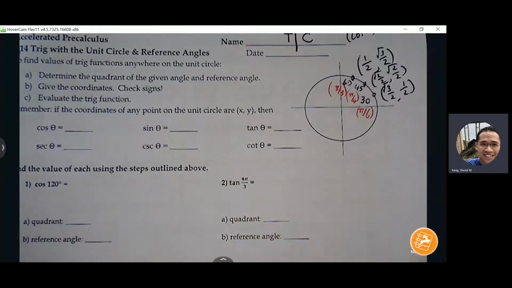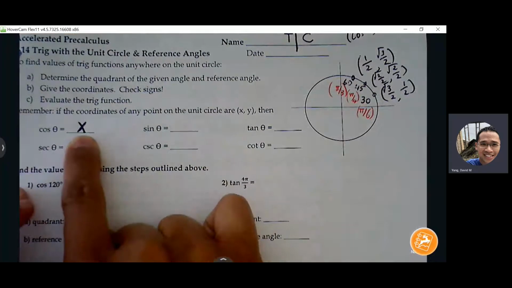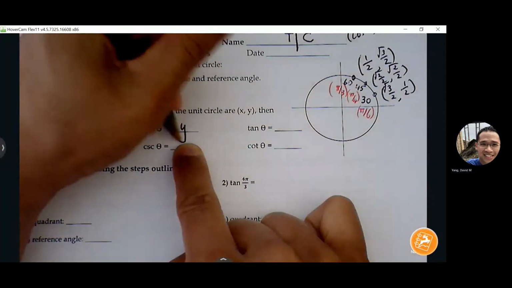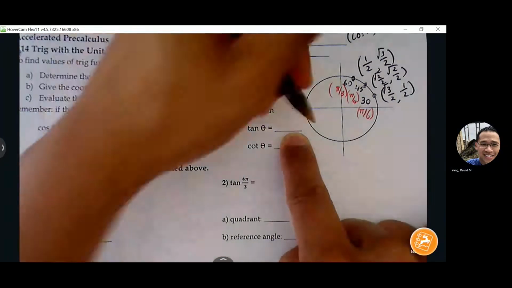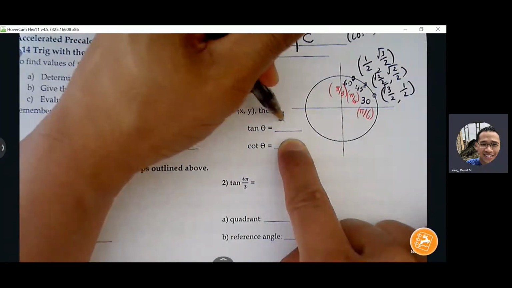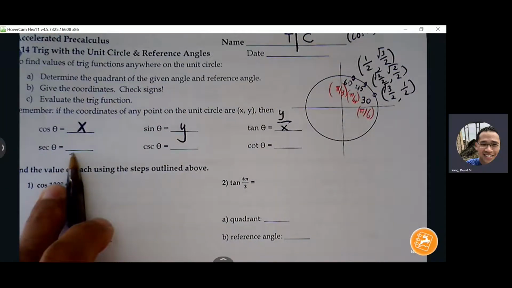For coordinates around the unit circle, cosine is going to be matched up with your x value. Sine is going to be matched up with your y value. And what's tangent? Y over x. It's sine over cosine, so it's y over x. What's secant?